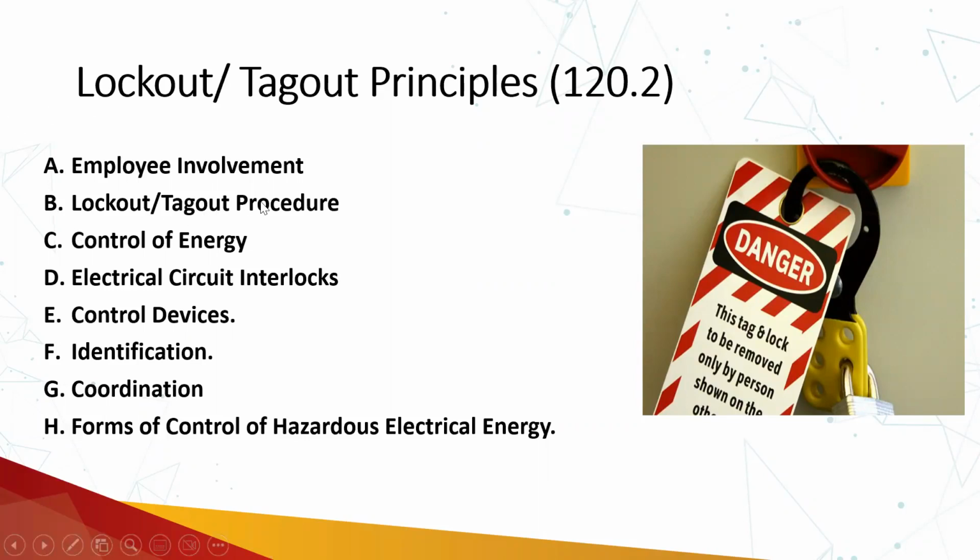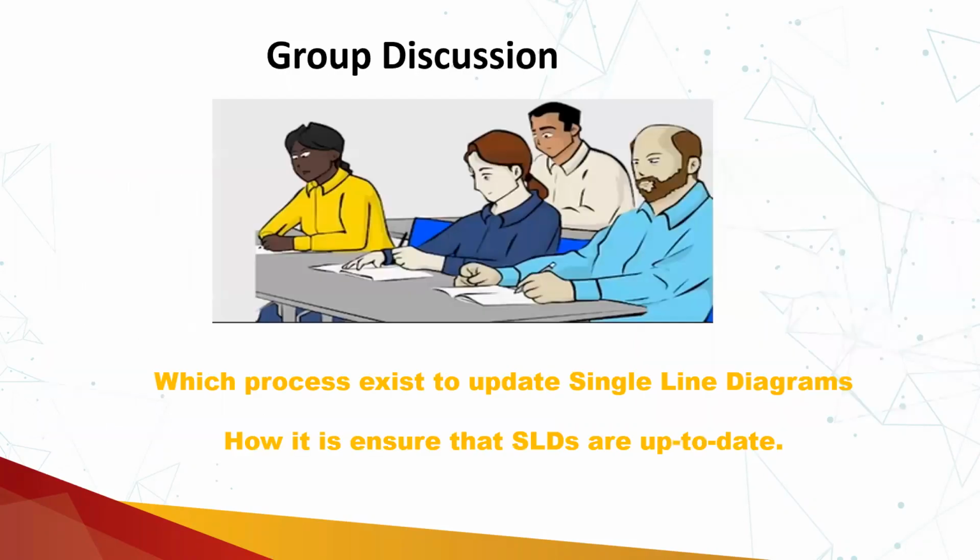Then the lockout and tagout procedure, control of energy, electrical circuit interlocks, control devices, identification, coordination, and forms of control of hazardous electrical energy. So starting with the first thing, which process exists to update single line diagrams and how is it ensured that SLDs are up to date? Before diving into the principles, does any process exist in your organization about the single line diagram? Because the lockout and tagout will be dependent on the up-to-date single line diagram.